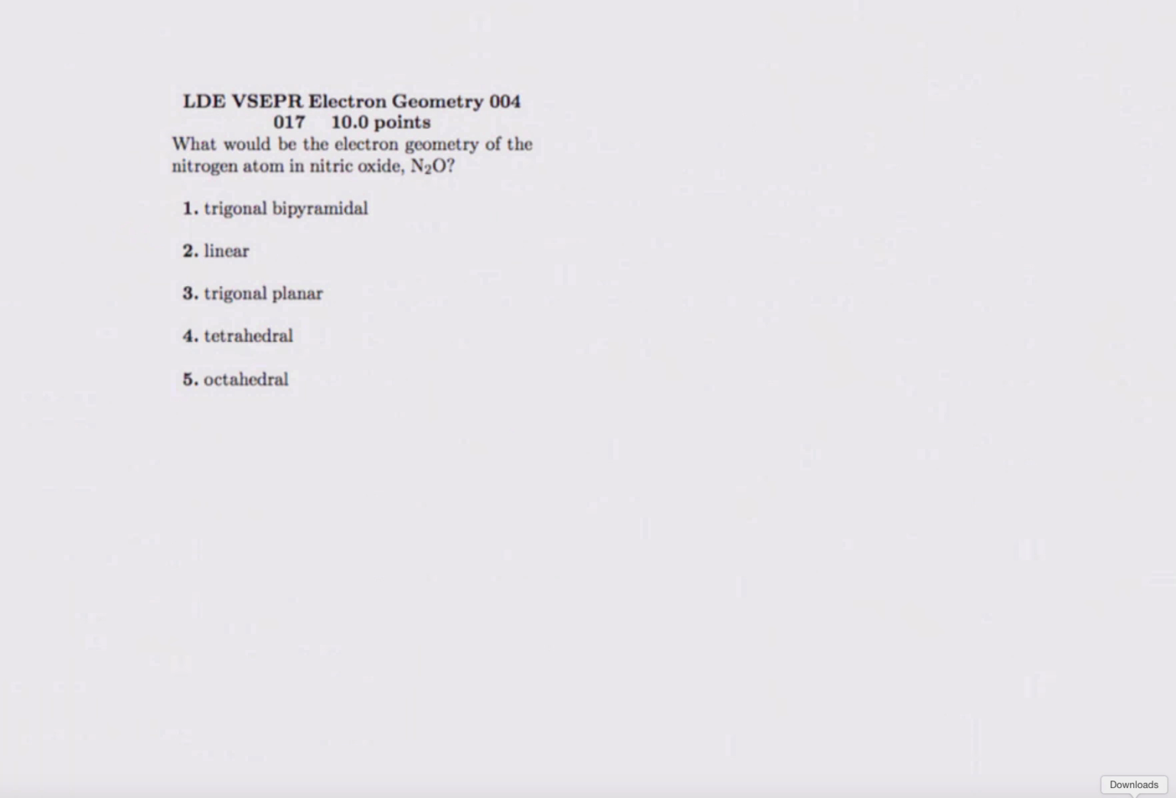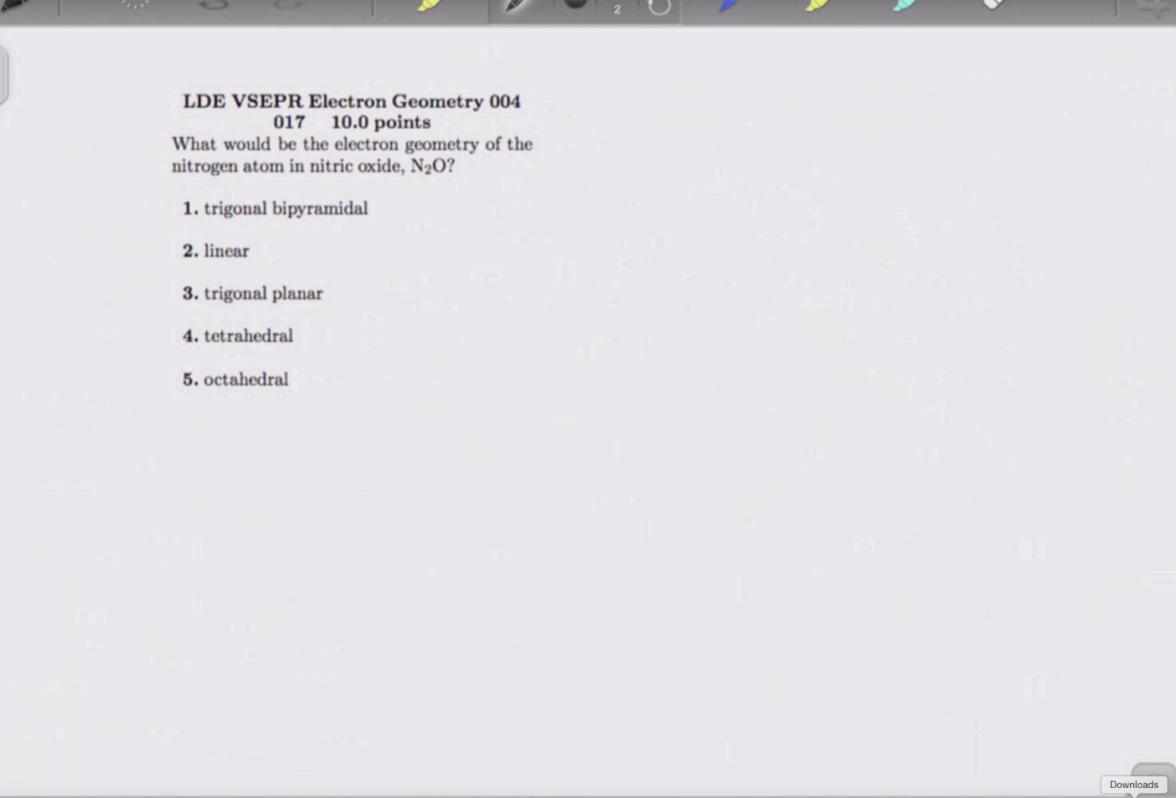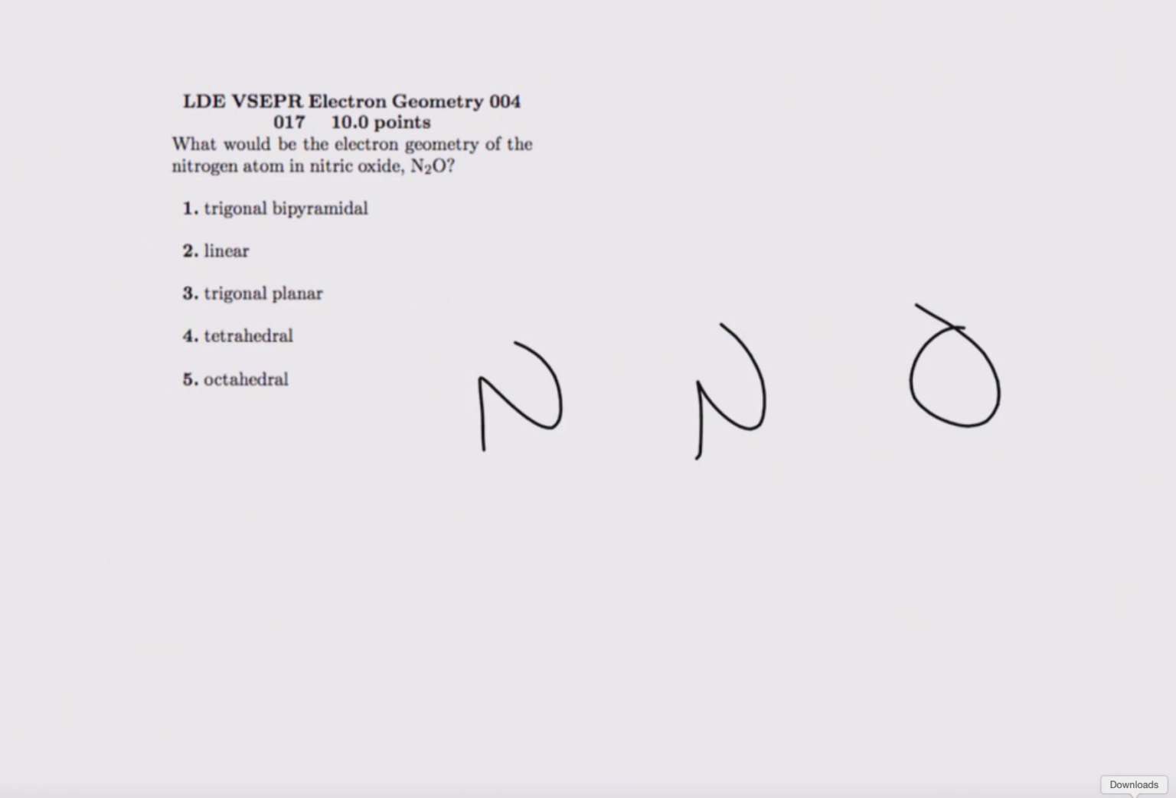So what's the electron geometry of the nitrogen atom in nitric oxide? So this is an unusual case where you have two nitrogens, but oxygen is not the central atom. So we're going to draw this out. We've got nitrogen, oxygen, and then nitrogen on the other side. It's unusual. This would actually work out whether you put oxygen in the middle or nitrogen in the middle, but the question's asking about nitrogen because technically nitrogen is the central atom here.